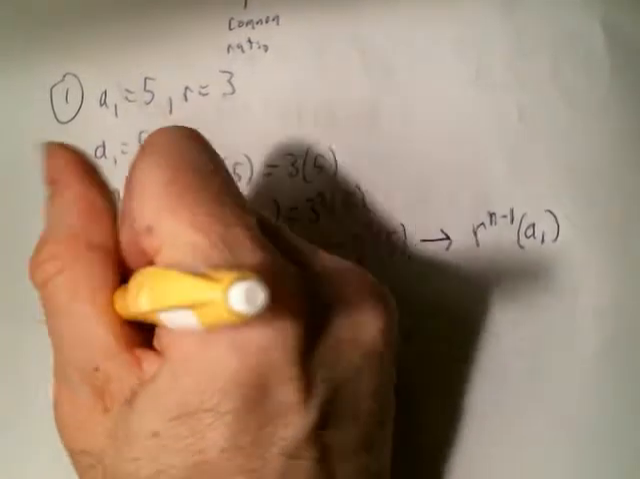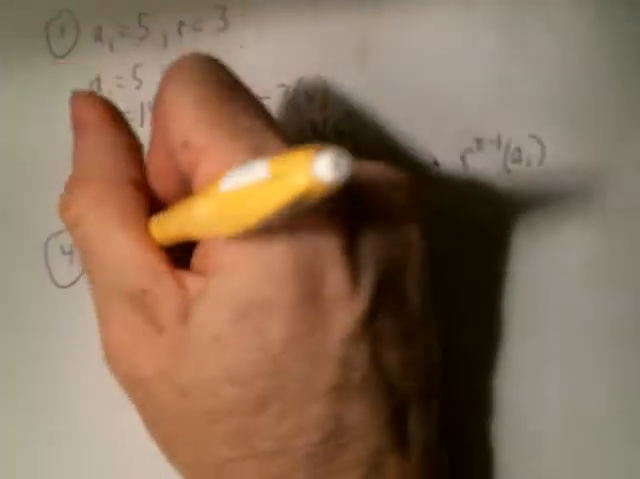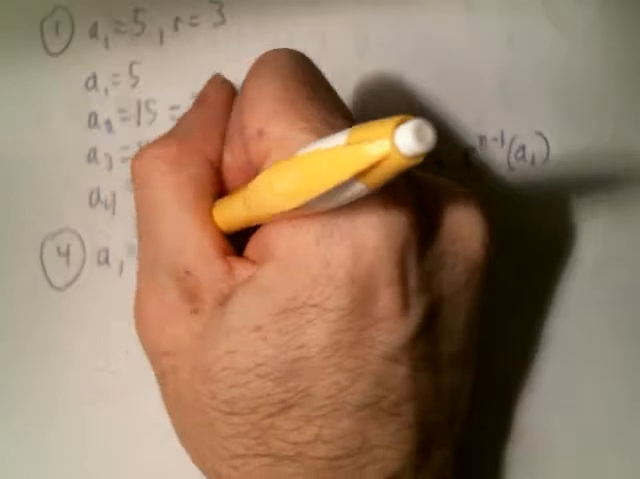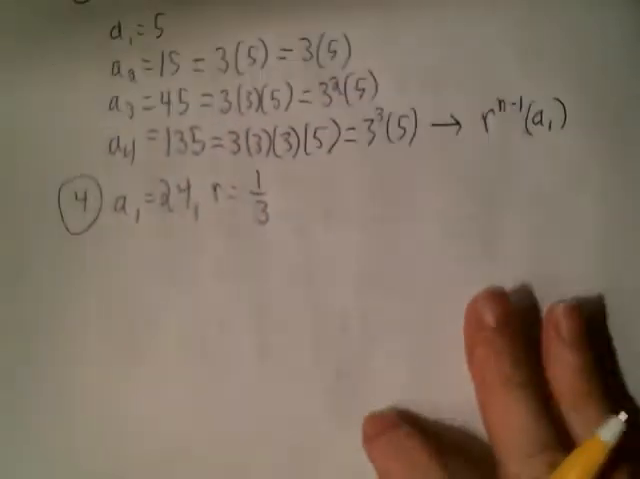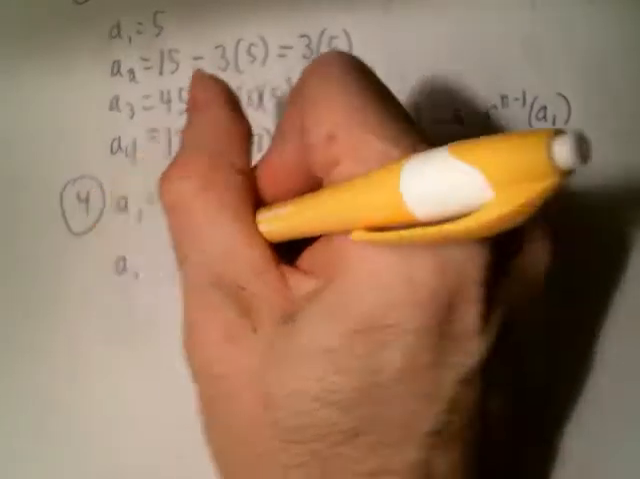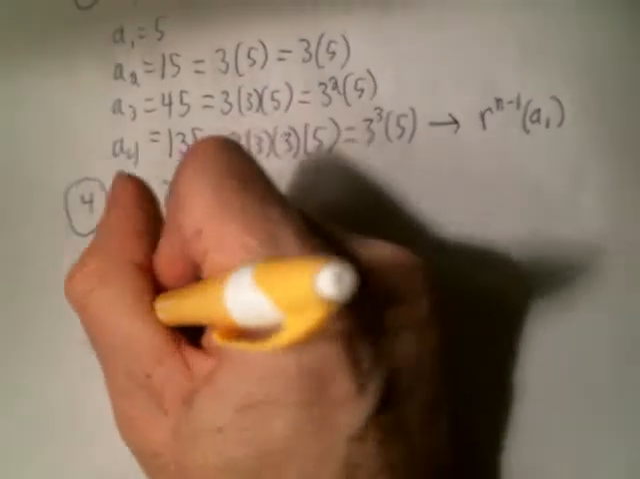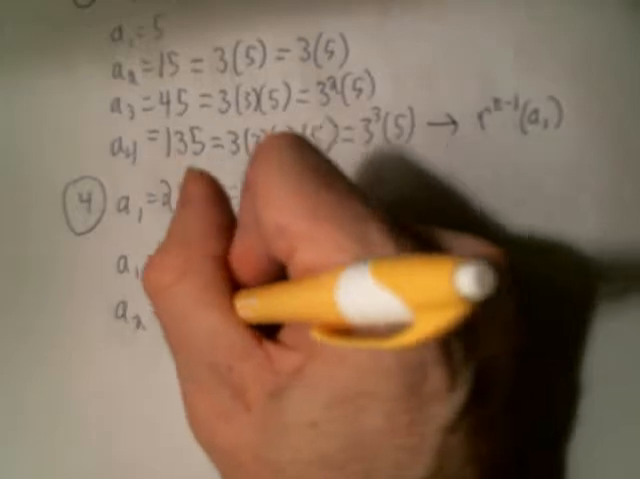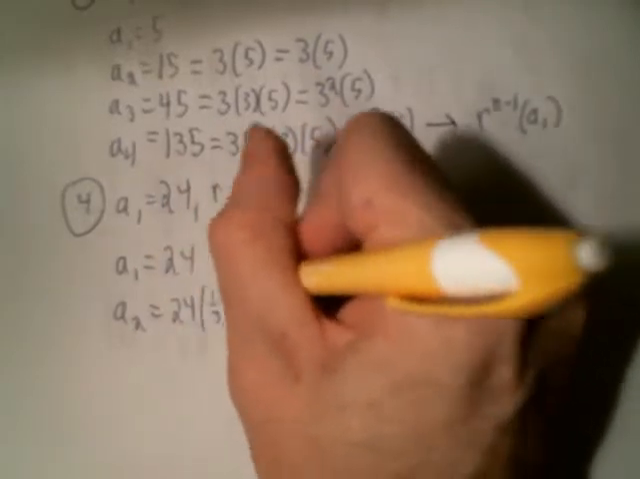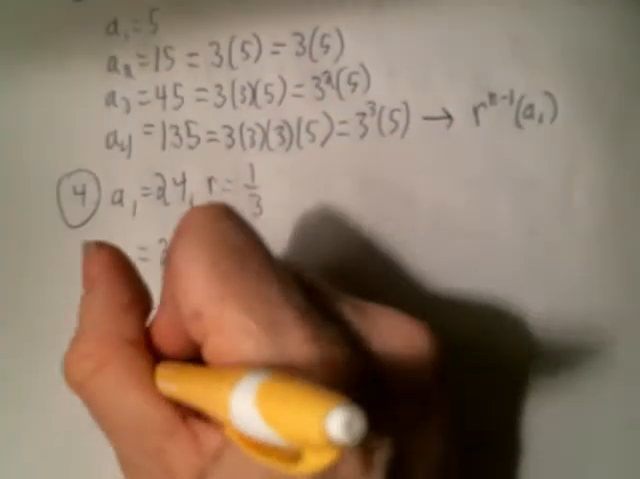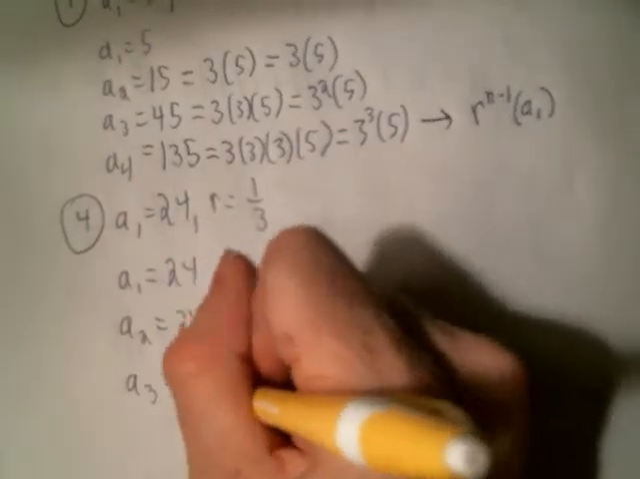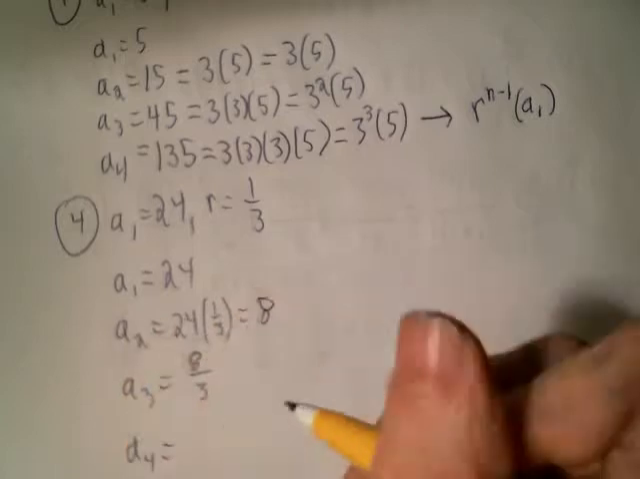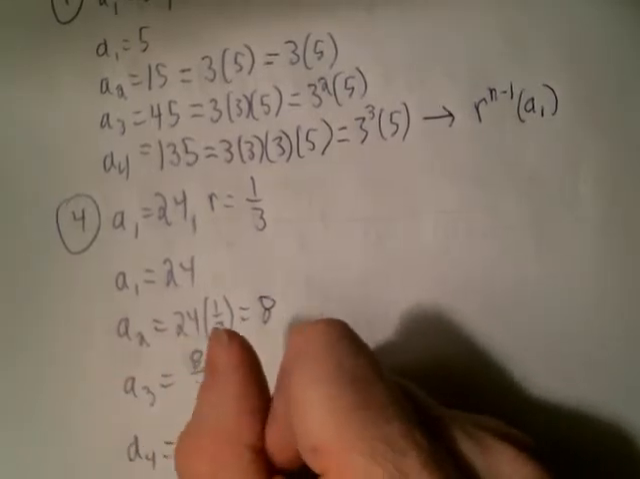Let's look at number 4, and we have another geometric. So a sub 1 is 24, and then the common ratio is 1/3. So I need to multiply it by 1/3 every time. A sub 1, of course, 24. A sub 2, 24 times 1/3 is 8. A sub 3, 8 times 1/3 is 8/3. And of course, a sub 4, 8/3 times 1/3 is 8/9.